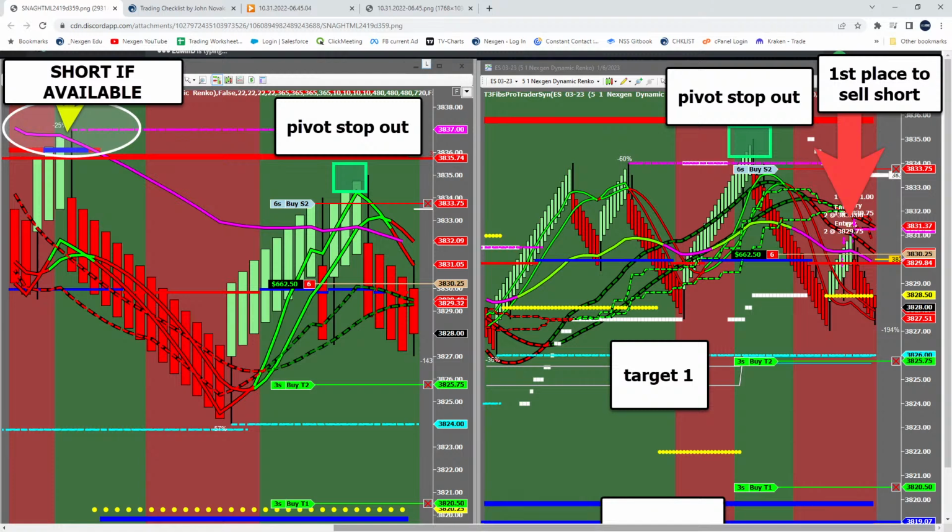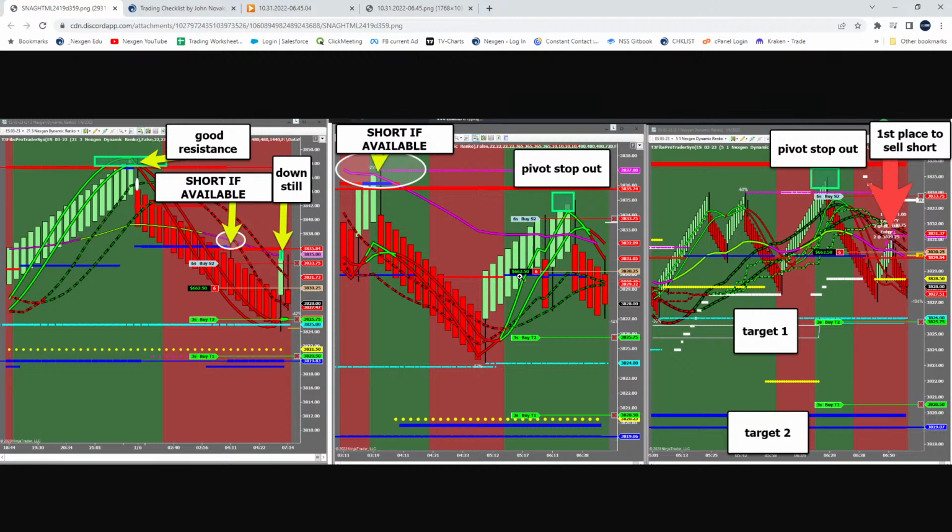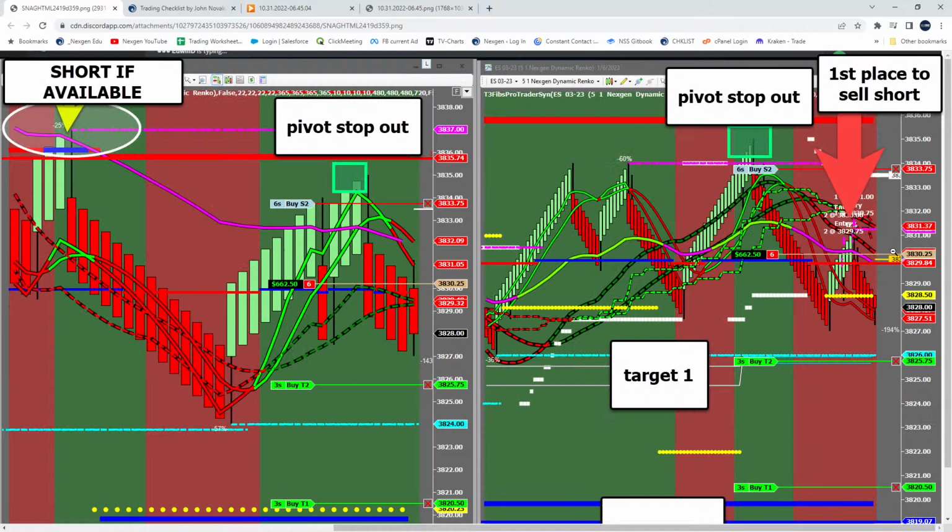This is out of my plan right here. It's called the first place to sell short. But you have to predicate this with: I know we have a good top. I know we have all the reasons in place. And you guys remember the trade that Janesh did yesterday? Damn, he made 10 points before the triggers even rolled.